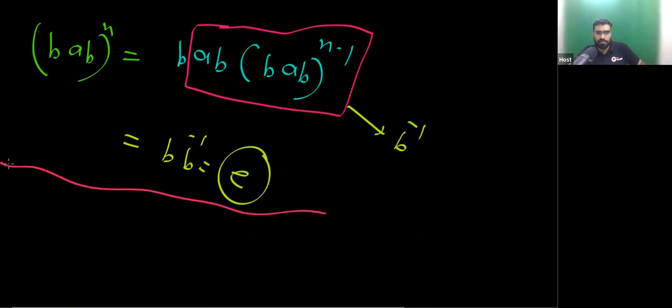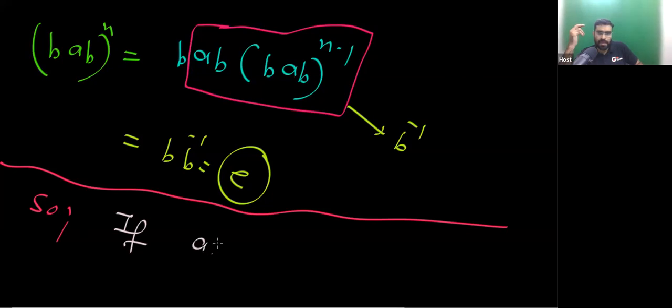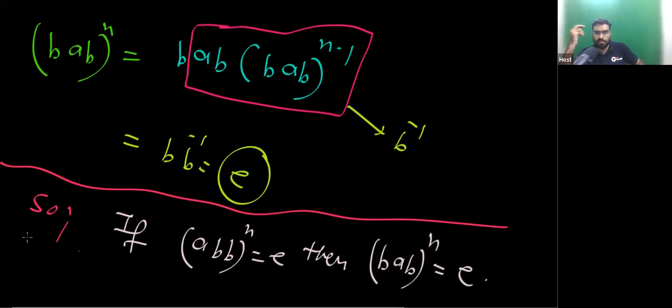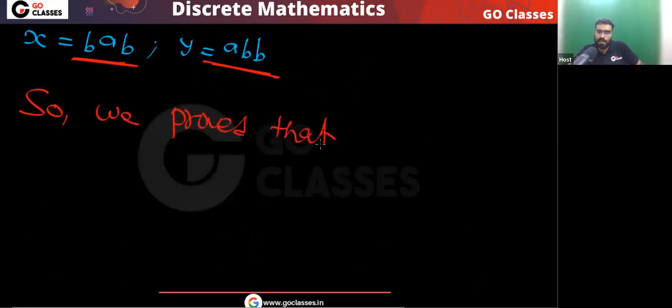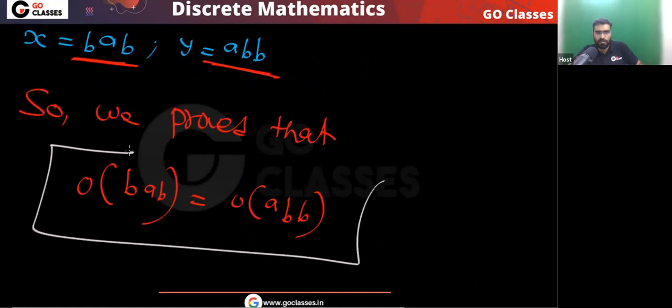So what you have proven? Please tell me. So you have proven that if (AB) power n is E, then (BA) power n is also E. This is what you have proven. So hence proved. Agree? Do you agree? So we have proved that their order is the same. Order of BA is the same as order of AB. We have proved it.